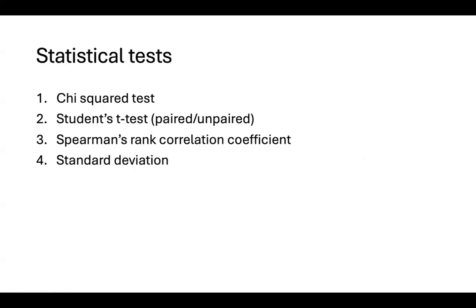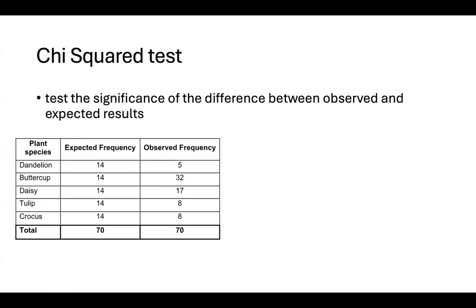Okay, moving on to statistical tests. We have the chi-squared test. In the chi-squared test, there's always going to be an observed and expected table of results, which you can see up in front of you. You've got the expected frequency and the observed frequency here. When you're doing any kind of chi-squared test, the question you need to answer is: is there a significant difference between the expected and the observed frequency?